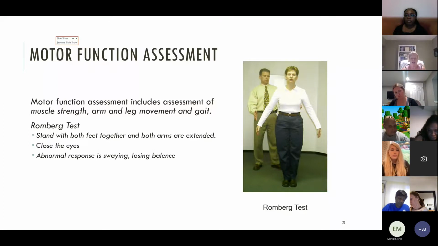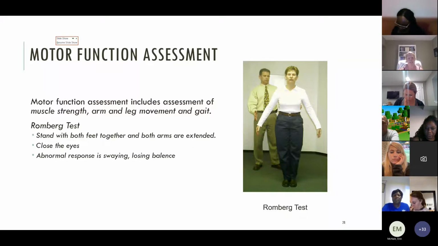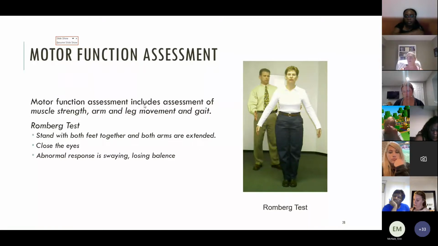So what you do is you have the patient stand up. They put both of their feet together and then their arms are going to be extended. Then after they assume that position, we ask the patient to close their eyes. If the patient, after they close their eyes, starts to sway or they lose their balance at all, that's going to be an abnormal response. That is not something that we want to see. So if we're worried about their strength, their gait, their movements, or their muscle strength, we would do this Romberg test.